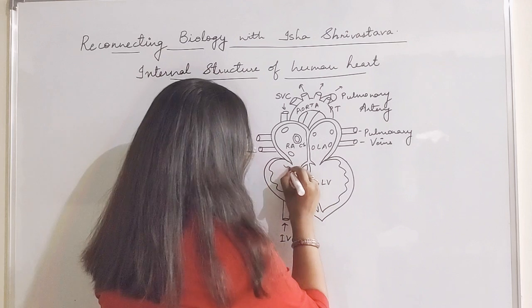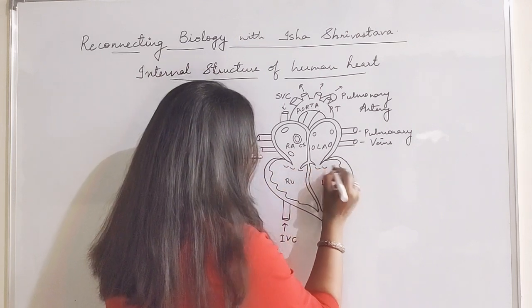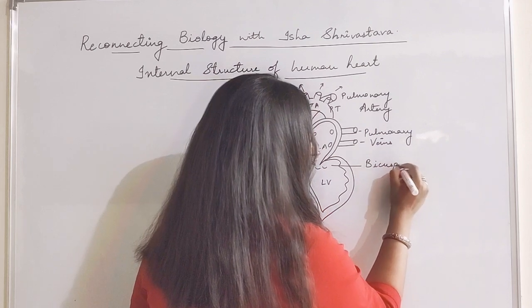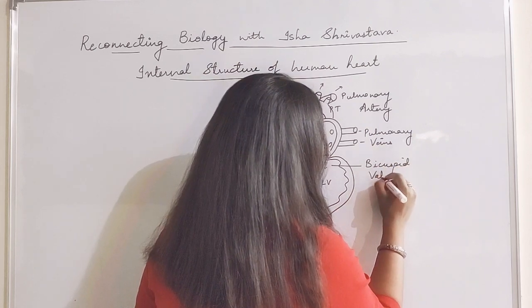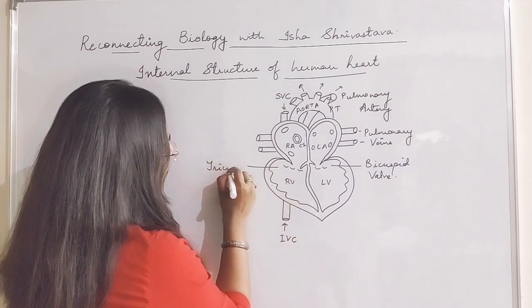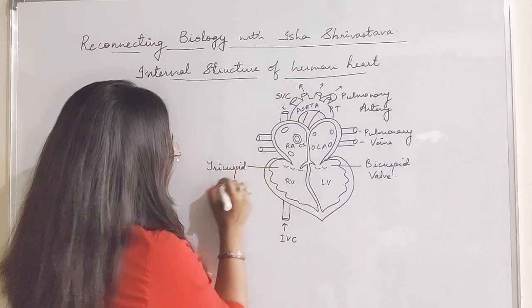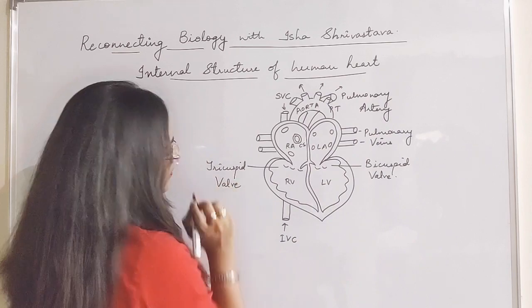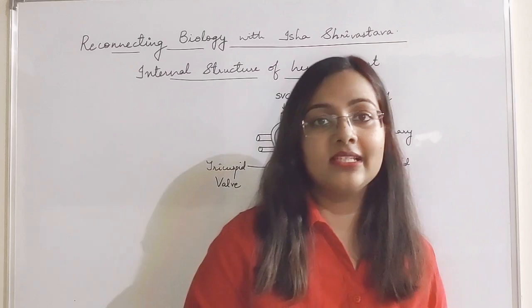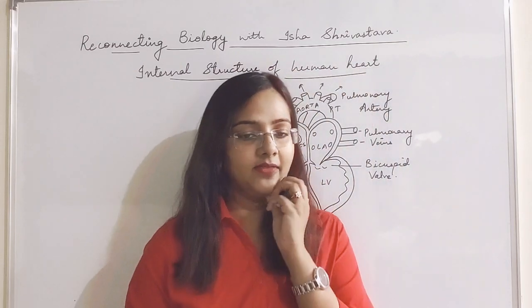This is the tricuspid valve and this is the bicuspid valve. I can mention it here. Bicuspid valve, and this is the tricuspid valve. Alright, now this is how you show the actual internal structure of the heart, and it is very easy to draw.